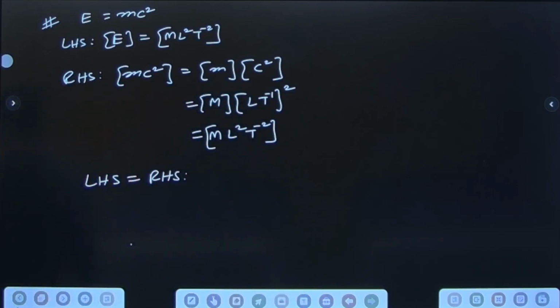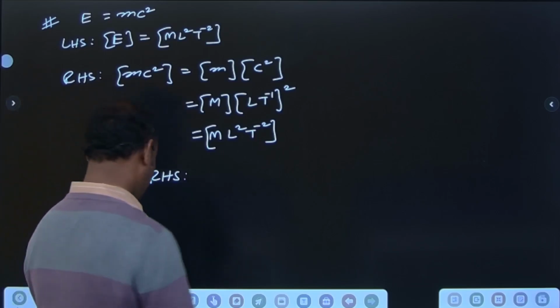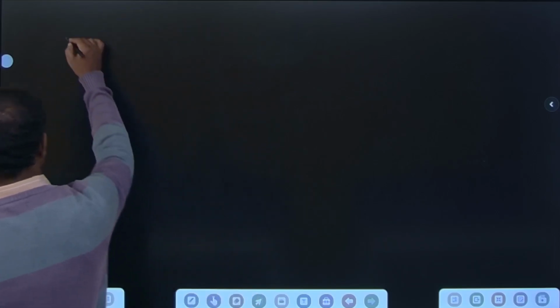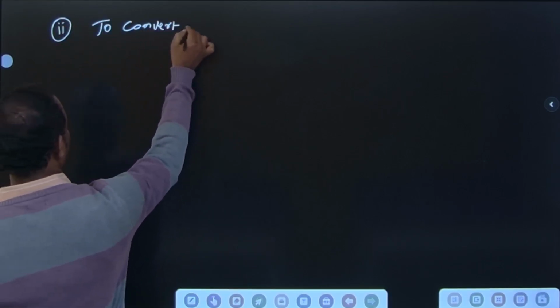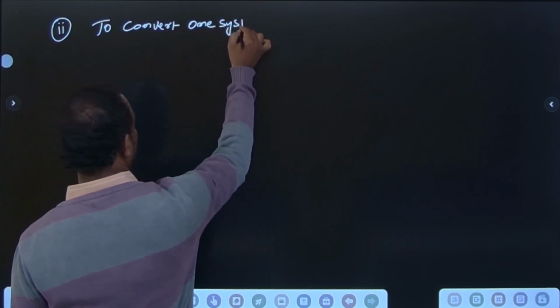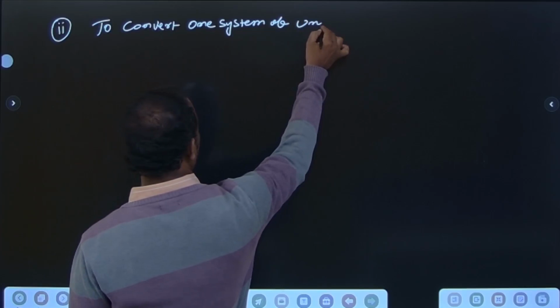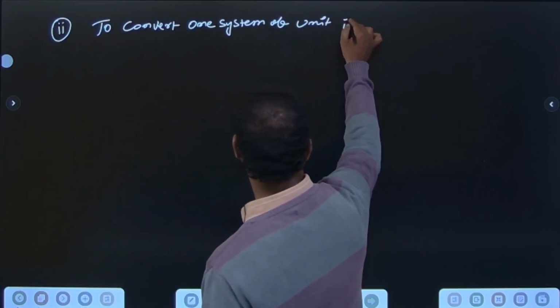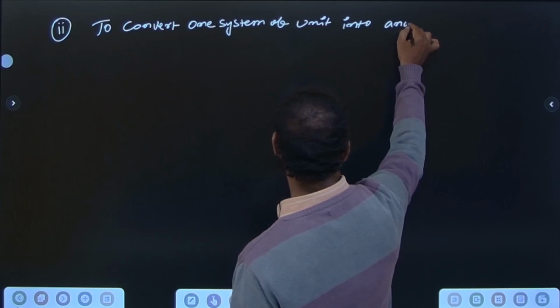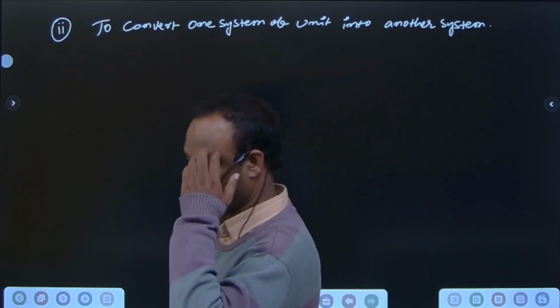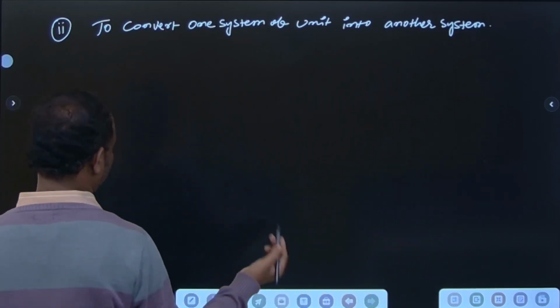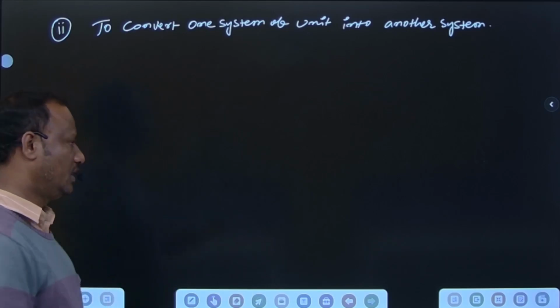And the next one is to convert one system of units into another system. Now one system means from MKS to CGS or from CGS to MKS, anything.